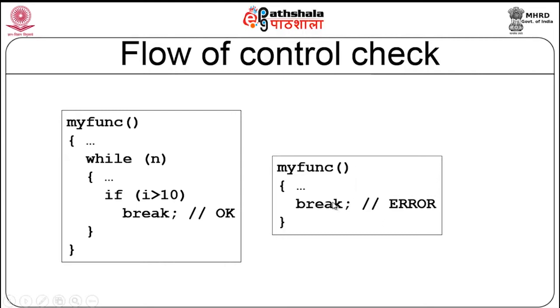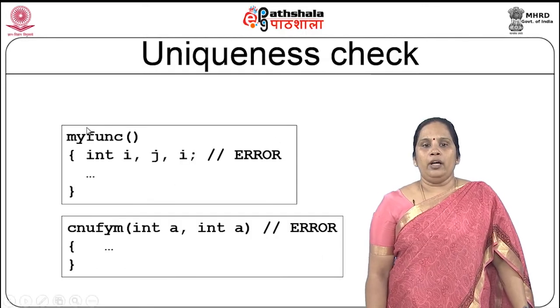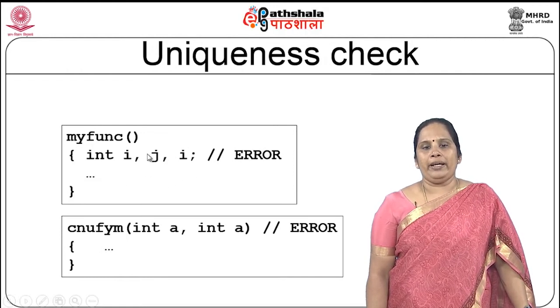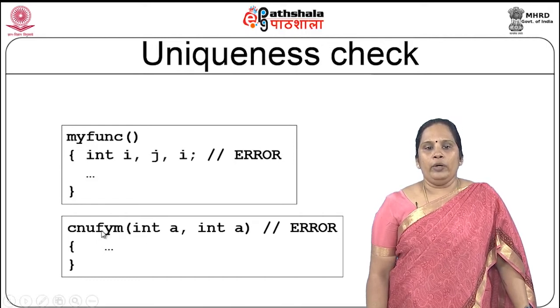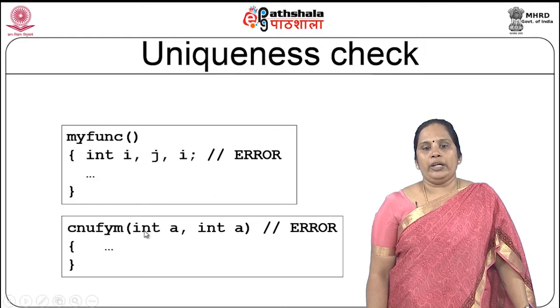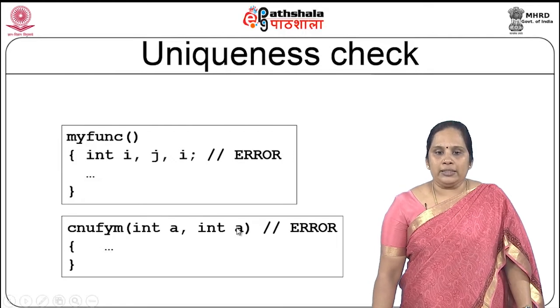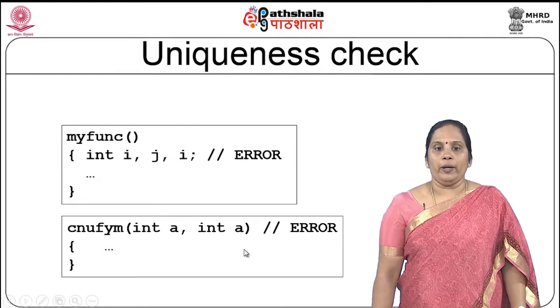On the other hand here, there is no reason for a break. This is an unnecessary break without validating a loop construct or any conditional construct. Therefore this is going to throw an error as flow of control check. Then uniqueness check: I have here I comma j comma I, where I is repeated twice, therefore this is going to throw an error. And here again, this is a function name, so int a comma int a, the same argument is given twice, again it is going to throw an error because this is expected to be some other integer.